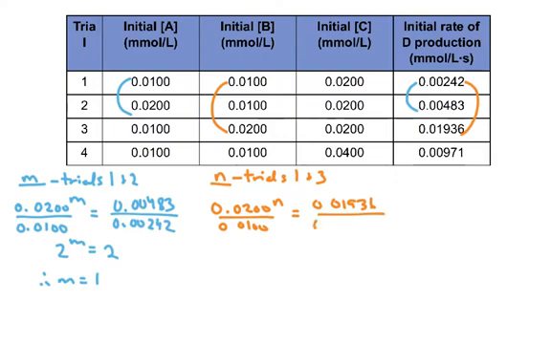0.01936 and 0.00242 on the bottom. So this one has a huge impact on rate. 2 raised to the what gives us 8? n is equal to 3.